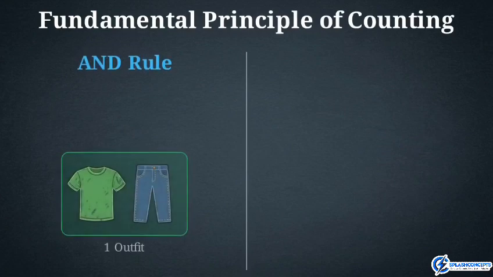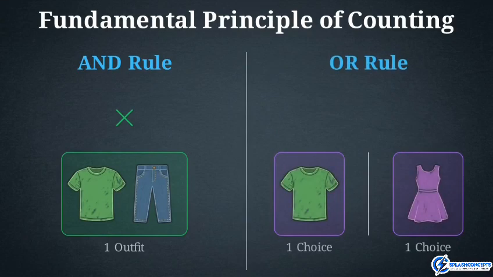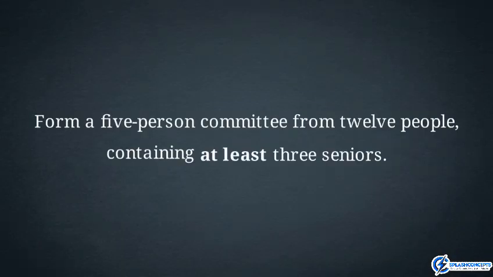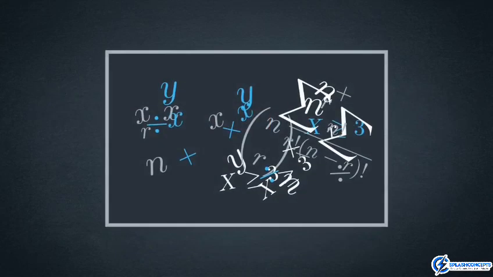If you need a shirt and pants, you multiply the options. If you are choosing between a shirt or a dress, you add the options. Memorizing this and multiply or add rule provides the logic needed to navigate the multi-step problems found in advanced exams. Friction usually occurs when a problem introduces an at least condition. This often leads to the mistake of trying to force every variable into one massive equation.